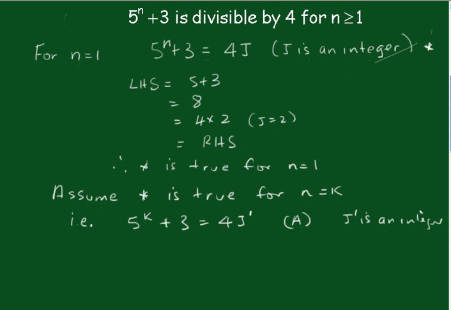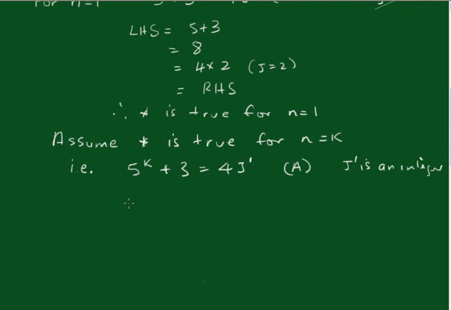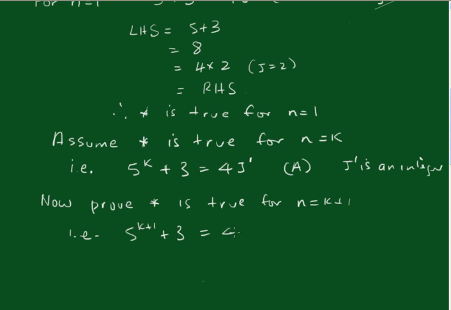Okay, now prove the statement is true for n equals k plus 1. That is, 5 to k plus 1 plus 3 equals 4 times another integer, say j double dash. That's p.